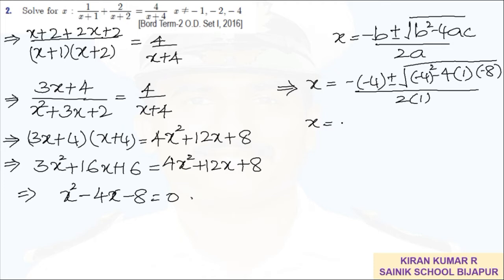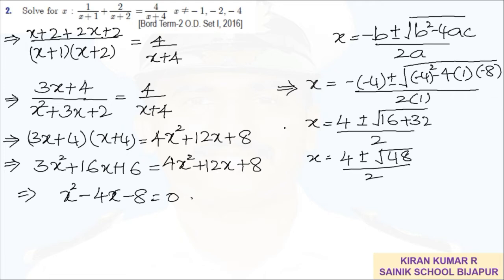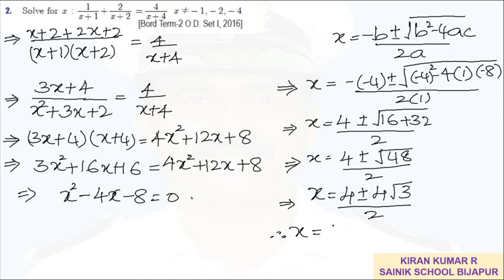Now let us substitute and simplify. It becomes positive 4 plus or minus root of 16, minus of minus will be positive 32, divided by 2. It is nothing but 4 plus or minus root of 48 divided by 2. 48 can be written as 16 times 3, so x becomes 4 plus or minus 4 root 3 divided by 2. From this, I can conclude the value of x as 2 plus 2 root 3 or 2 minus 2 root 3. These are the roots.